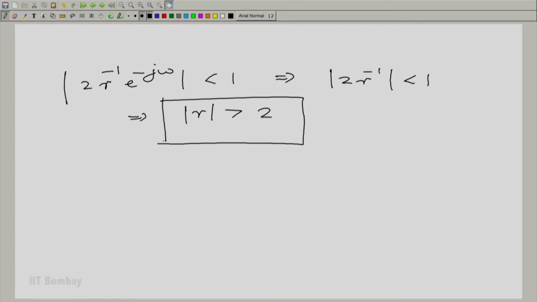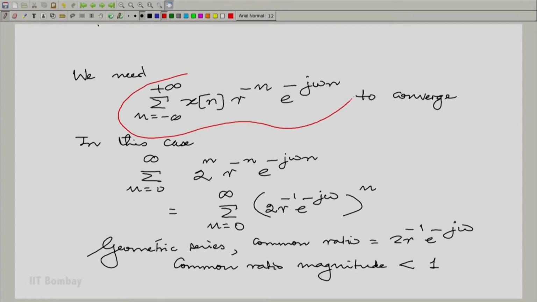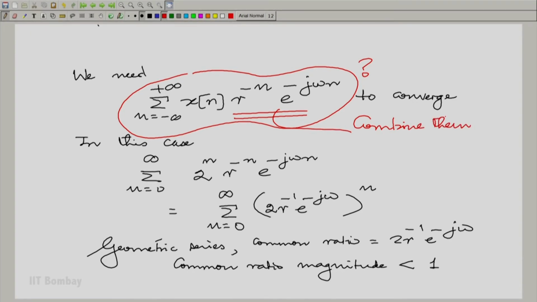Now, in fact, this tells us the condition on r, but more generally, if we look back at what we did, let us go back to what we had done in terms of writing a summation. What have we done here in this expression? Let us combine these two factors together, and let us write this as z^(-n), where z is r e^(jω).